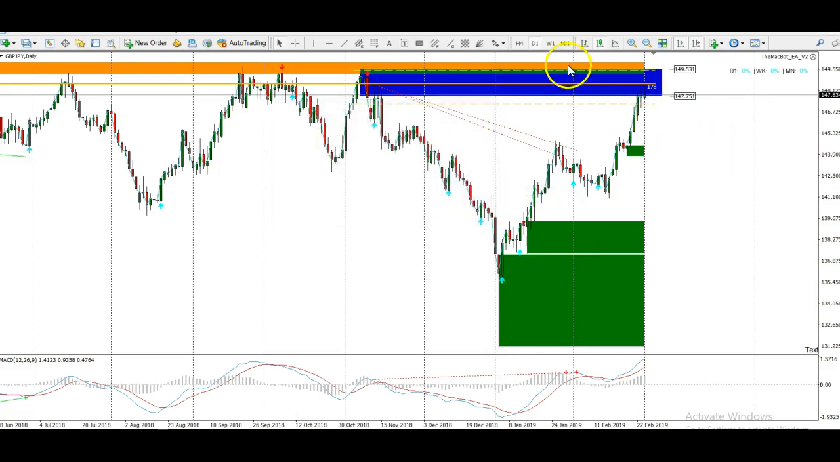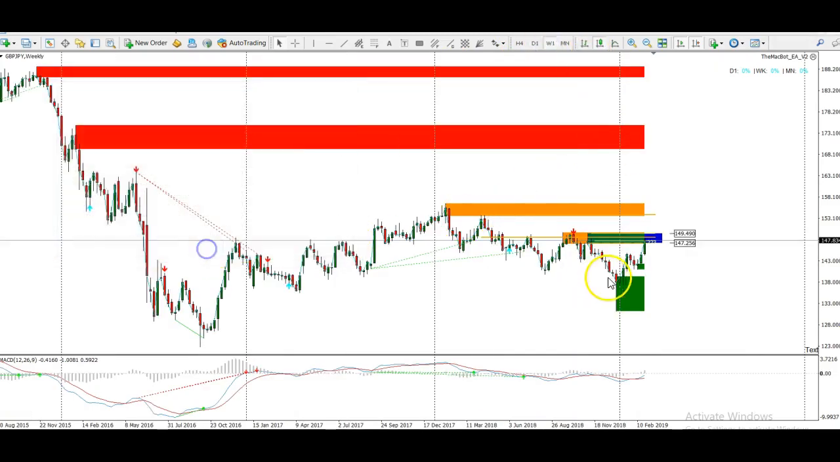And next week or so, we could see a nice move back down. Okay, to see this high here that was taken out at 144, I think.